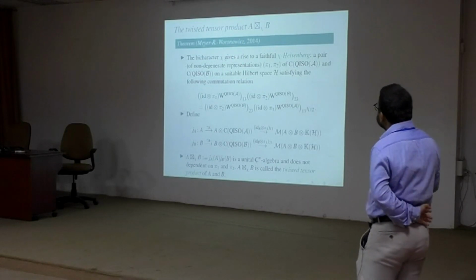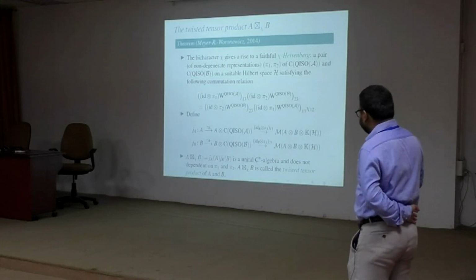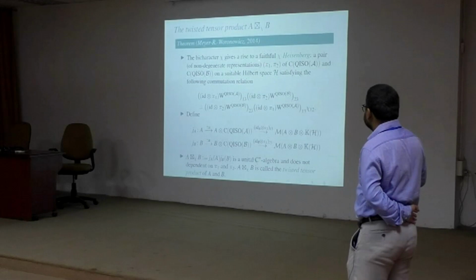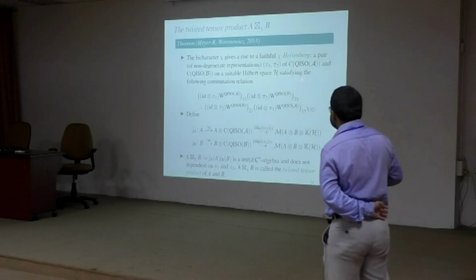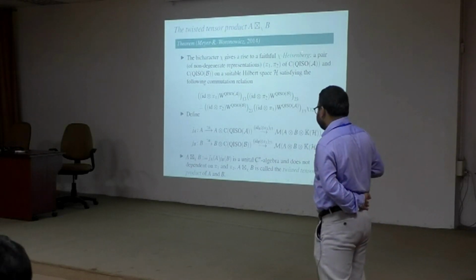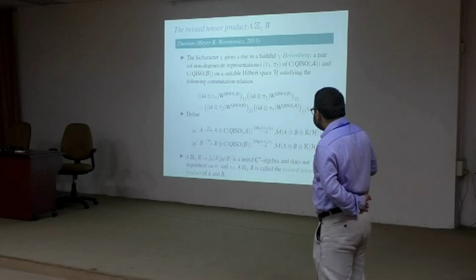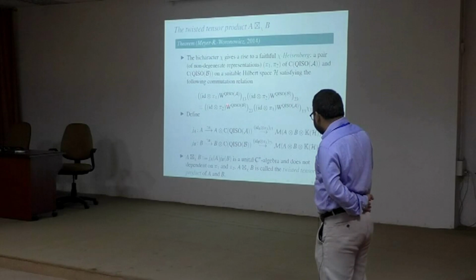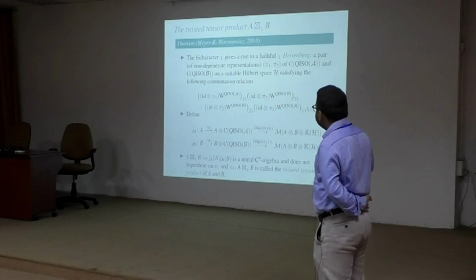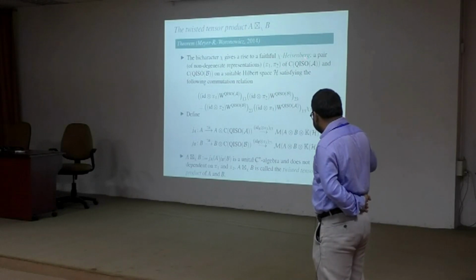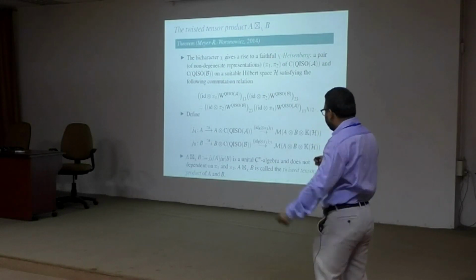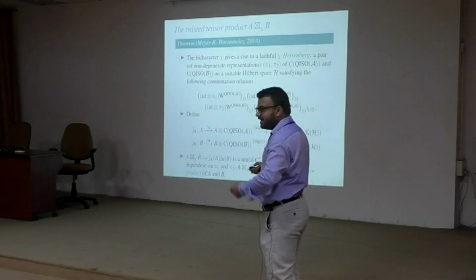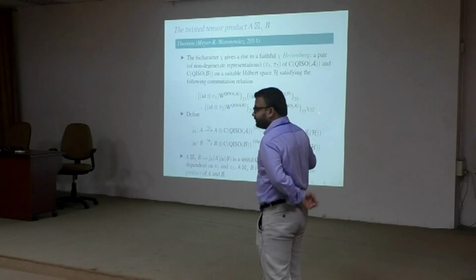So if we have a bicharacter, it already gives rise to a pair of representations on a Hilbert space, which we call a Chi-Heisenberg pair. Roughly, these W's are the regular representations of Q iso A and Q iso B. And this Chi-Heisenberg pair representation just tells you how the regular representations commute, and they commute up to the factor chi.